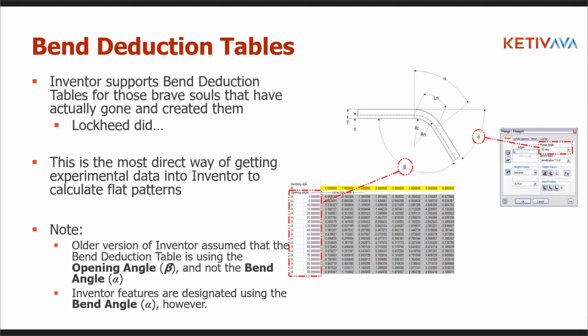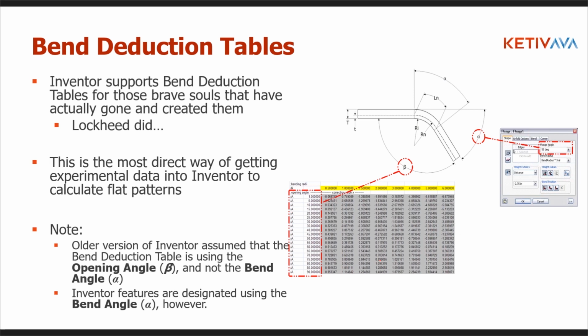Bend deduction tables. This is the third way that Inventor can handle unfold rules. Again, if you've already gone and done the experiments and you have the tables, you can go in here and just put them into Inventor directly. I have seen some customers that have created their own. I've seen customers that have used ones that they've gotten from other places, like Lockheed Martin or someplace else that's already done the work, and they find that those work for each other.